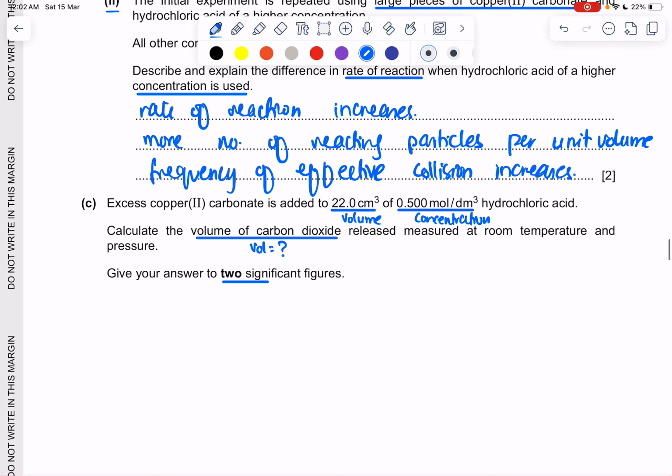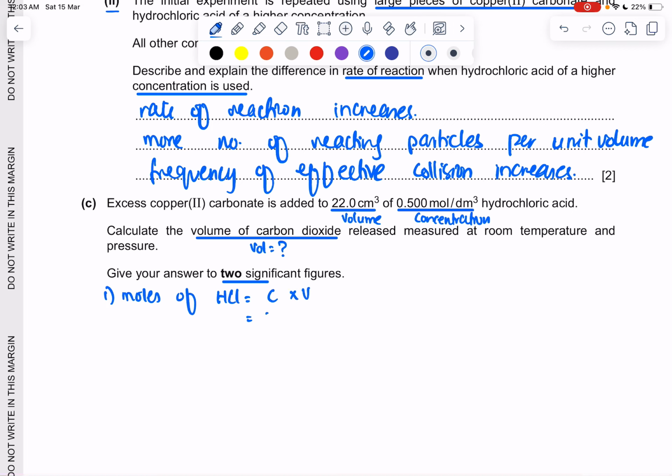So for such cases, always apply a 3-step method. Step number 1 is calculate the moles of the known substance. So the moles of hydrochloric acid, and the values that are given are the volume and the concentration. In relation to the moles, the formula is moles equals concentration times volume.